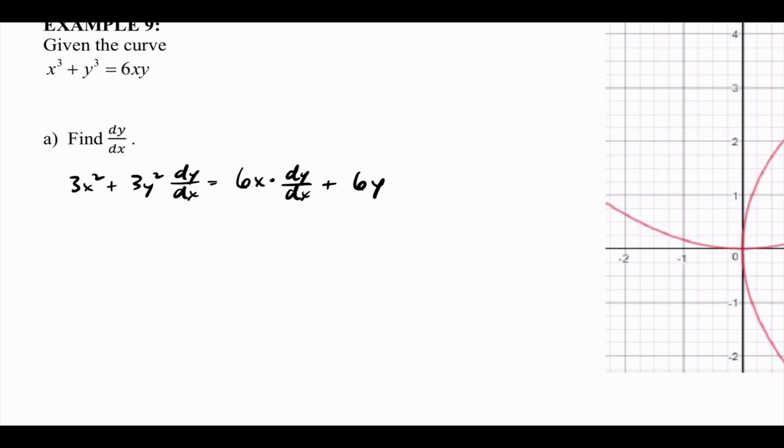So for the left, we get 3x squared plus 3y squared dy/dx. For the right side, I have to use the product rule. So the first times the derivative of the second, well, the derivative of y is just 1 dy/dx, plus the derivative of 6x is 6y.